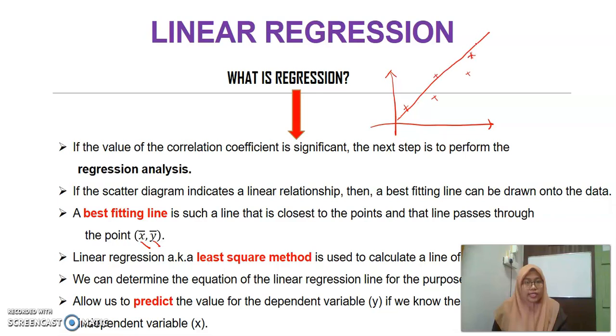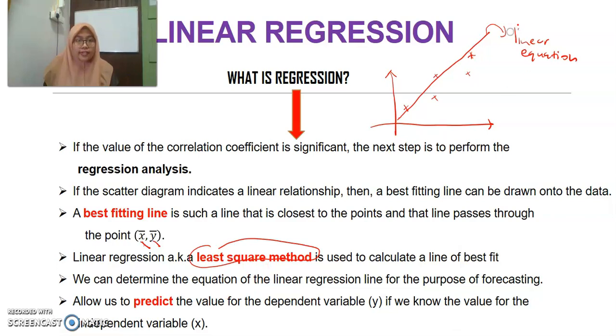Okay, your straight line must be very close to each point, and please make sure that the line must pass through x bar and y bar. X bar here is the mean of the variable x, and y bar is the mean for variable y. And from this straight line here, you can construct a linear equation for that line. So to find the linear equation here, we use the least square method. So the linear equation line here, this is the linear regression line.